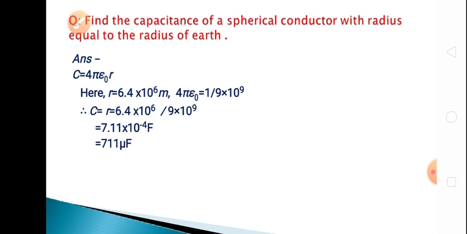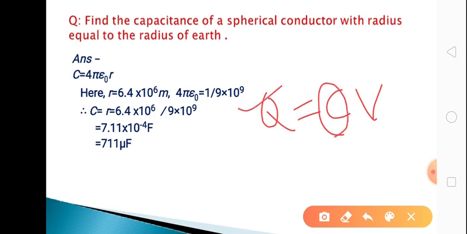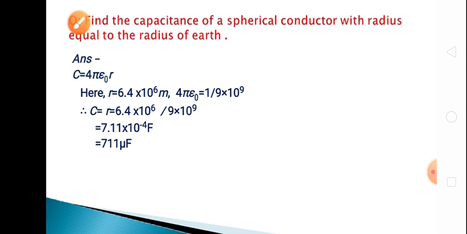So you cannot use that in circuits to store charge and energy. Since its capacitance is less, and Q is equal to CV, since C is less, you will not get more charge stored. Thus what to do? Your aim is to increase the value of C. How can you increase the value of C?